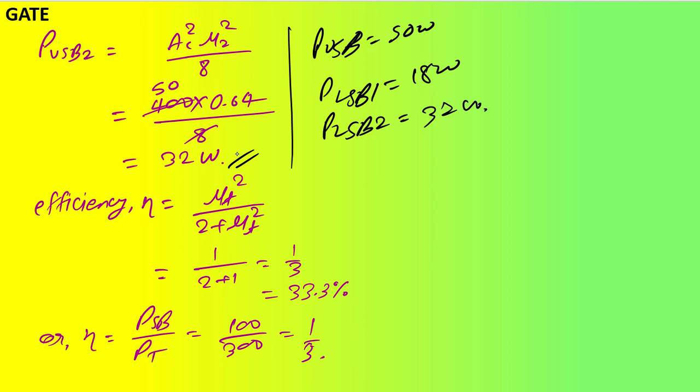What is the efficiency? Efficiency I had told you is mu square by 2 plus mu square. Here we will utilize the total modulation index, which is 1. So 1 by 2 plus 1, that is 1 by 3, that is 33.33%. Or otherwise, you can do one more thing: the sideband power divided by total power, that will be 100 divided by 300, that is 1 by 3, which is again 33.33%. So this is how we have solved two very good questions in amplitude modulation that were asked in a previous year GATE paper. Alright guys, thank you.